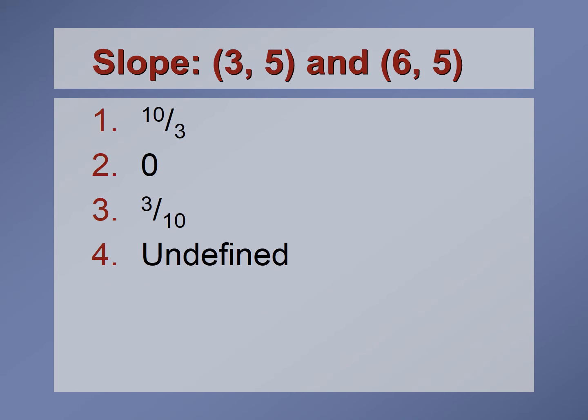Let's try this one. So 5 minus 5 is 0, and 6 minus 3 is 3. So 0 over 3 is the same as saying 0 divided by 3, which is just 0.